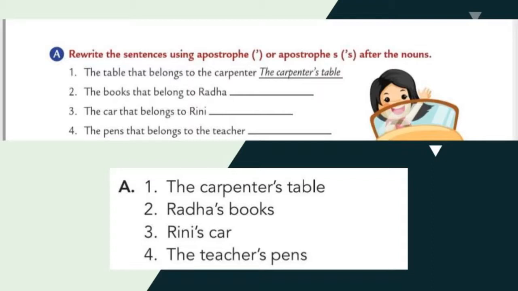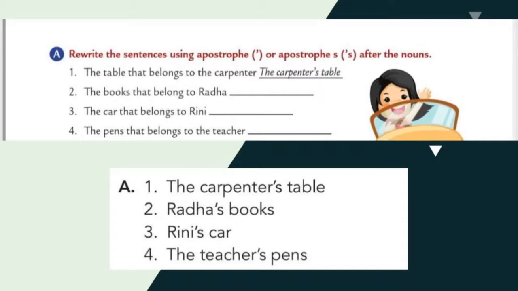If the given noun is singular, we have to use apostrophe s. If it is a plural noun, we have to use apostrophe. See here, the table that belongs to the carpenter. So the answer is the carpenter's table. Like this we should write the answer. Okay, carpenter is a singular noun, so that's why we have used apostrophe s, the carpenter's table.